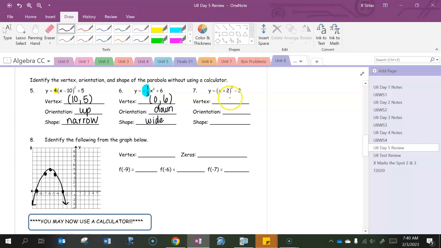All right, and last one of these, vertex, again, we're going to change the sign, keep the sign. So this will be a -2, -3. Orientation and shape both have to do with this guy right here. Notice that it's a positive, so this is up, and it's really just a 1. So for 1, our shape is always normal.